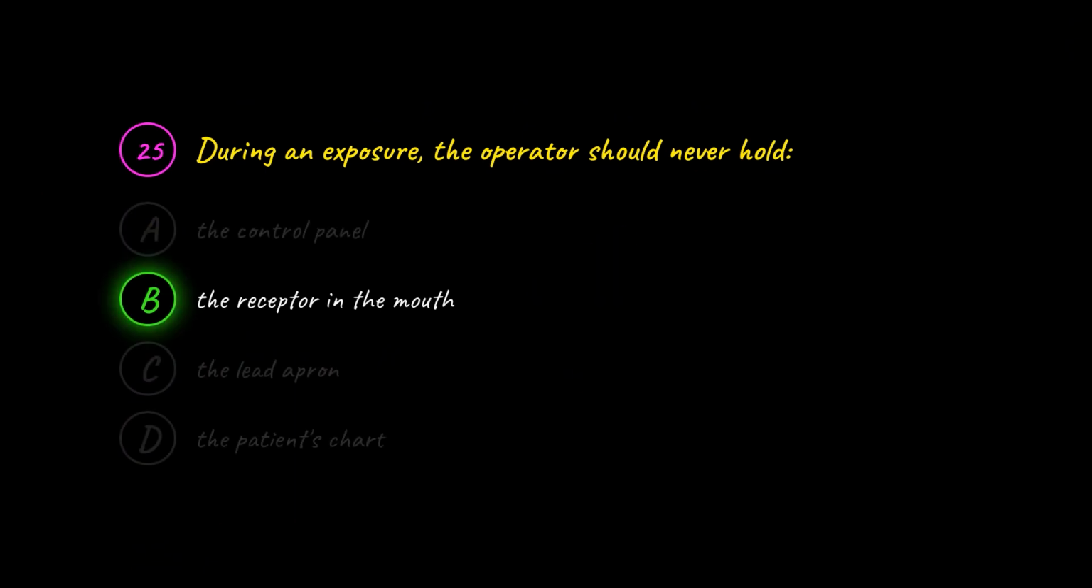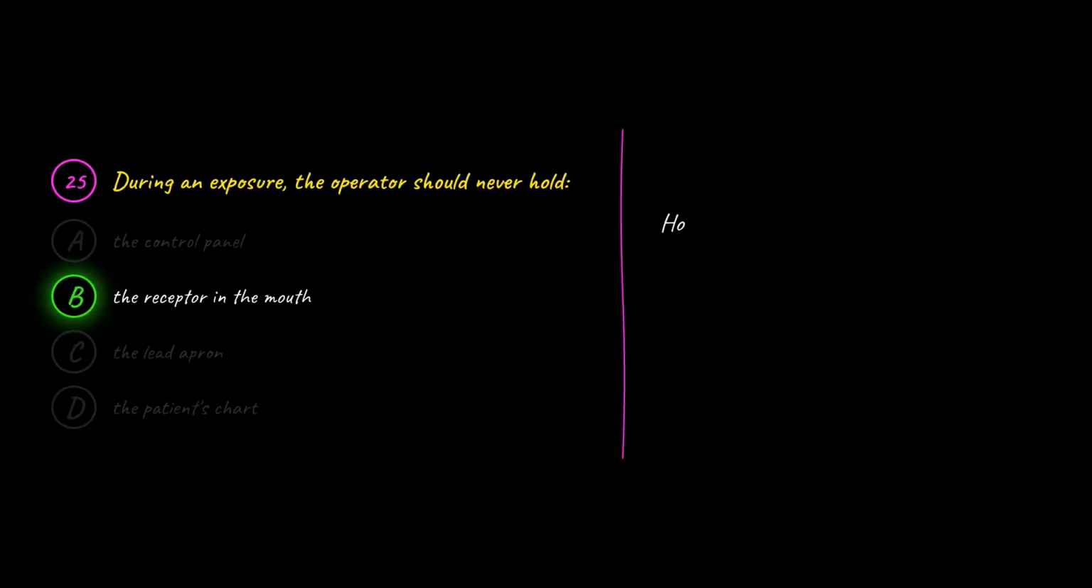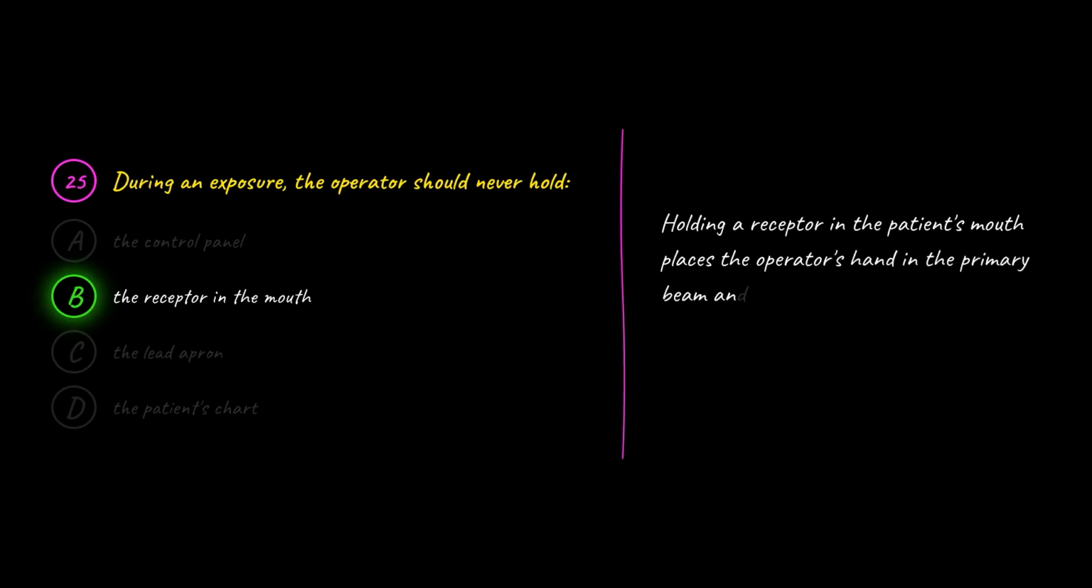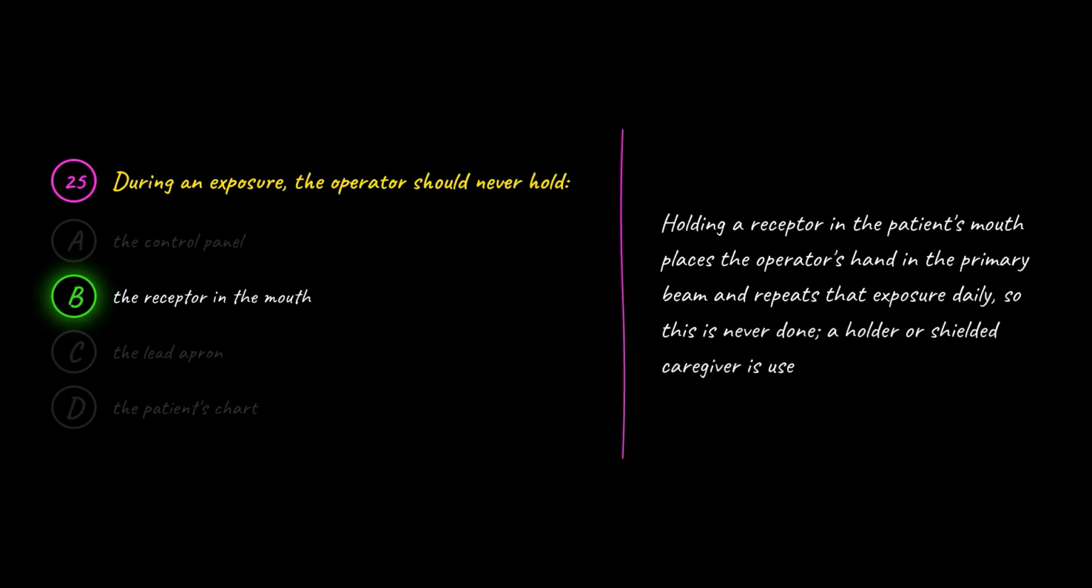The correct answer is B. The receptor in the mouth. B is correct because holding a receptor in the patient's mouth places the operator's hand in the primary beam and repeats that exposure daily. So this is never done. A holder or shielded caregiver is used instead.